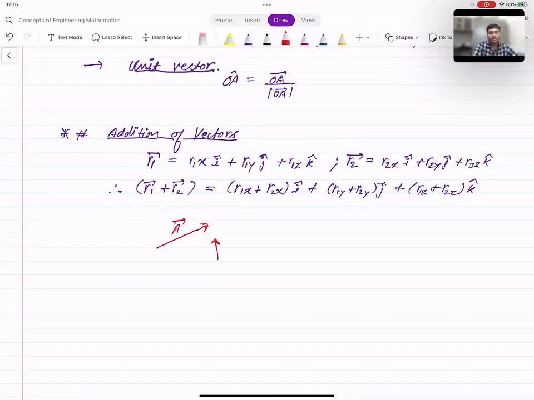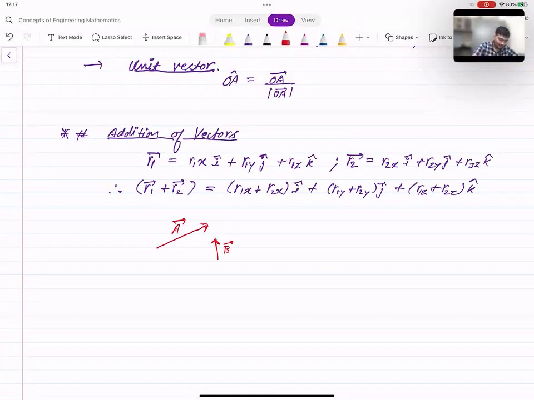So if the direction of two vectors is the same, or say they are parallel and they have the same magnitude, then they will be equal. This means that vectors can be shifted anywhere. So this is, say, vector B.